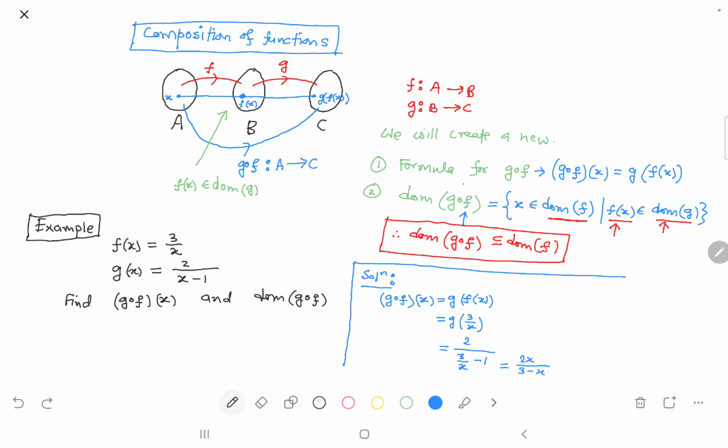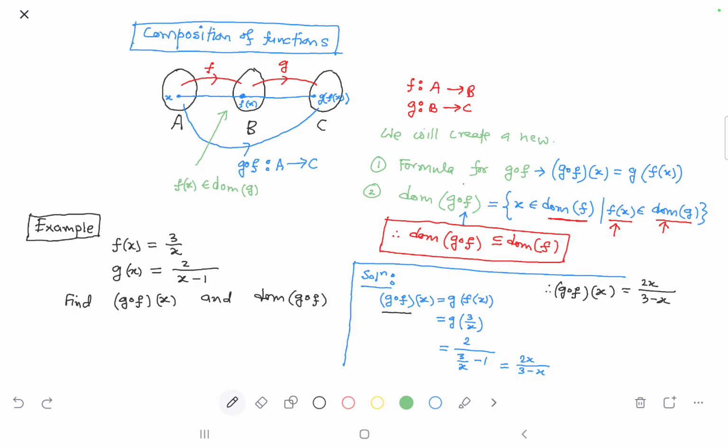Okay. So, now look at this. This is the formula, right, for g composition f? Okay. So, what we are getting? The formula we are getting, g composition f applied to x, is basically 2x divided by 3 minus x. This is the formula for g composition f. Now, tell me, if you look at this formula, which number we cannot put? 3. Exactly. So, from the formula, we get that the domain can be all numbers except 3, right?